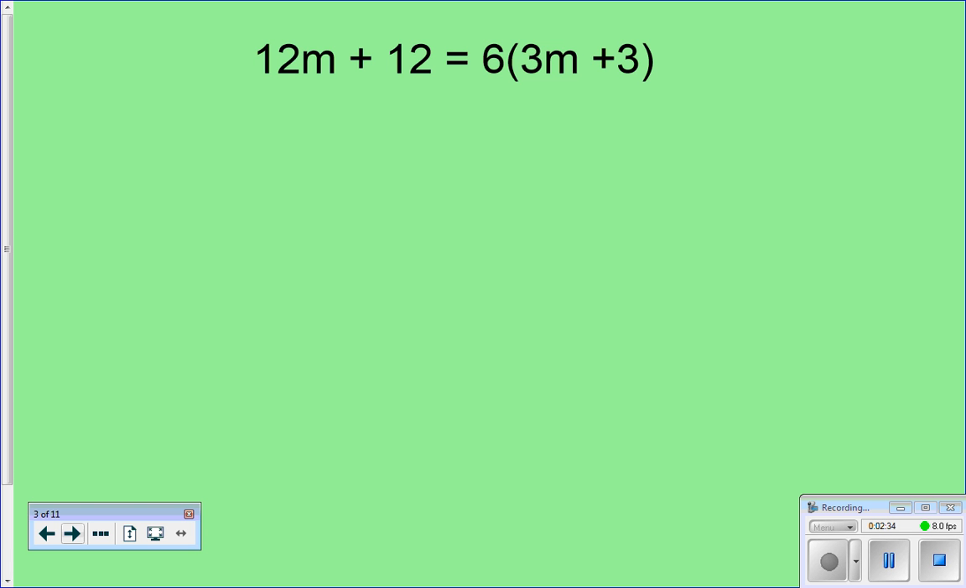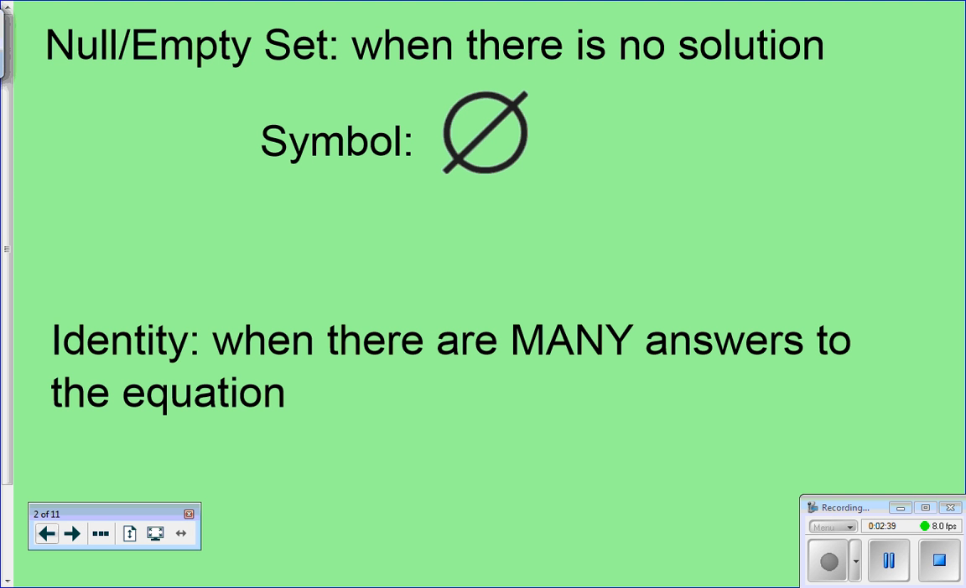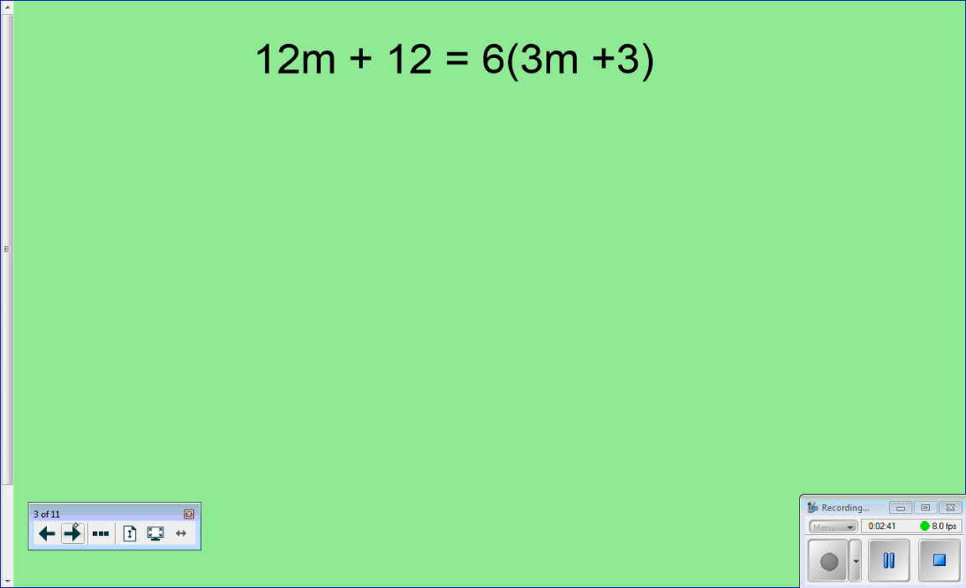Harley, do you have a question, honey? Empty set? It's the same thing. Null and empty set are the same thing. I always like to call it an empty set. I don't know why. It just means there's no answer. It's empty.